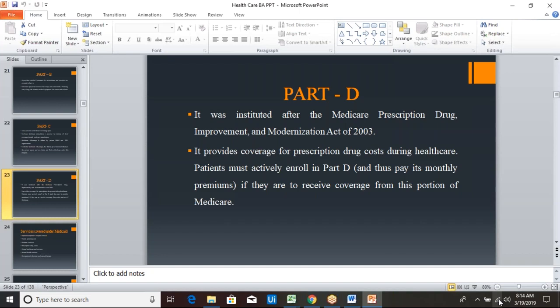What are the services covered under Medicaid? When we talk about Medicaid, this is about Medicare we talked about. What are the services covered under Medicaid? These are the basic information I'm giving you. No detailed explanation about Medicare and Medicaid has been given so far. This will be done in the next sessions.